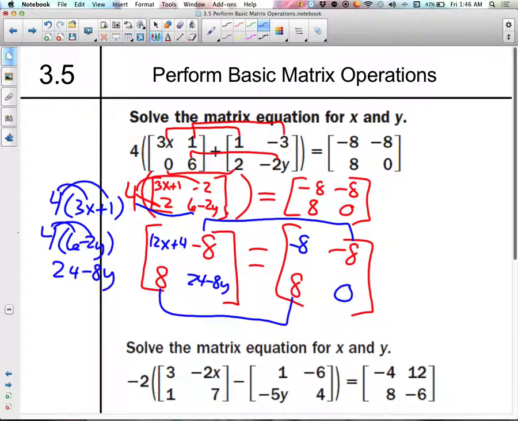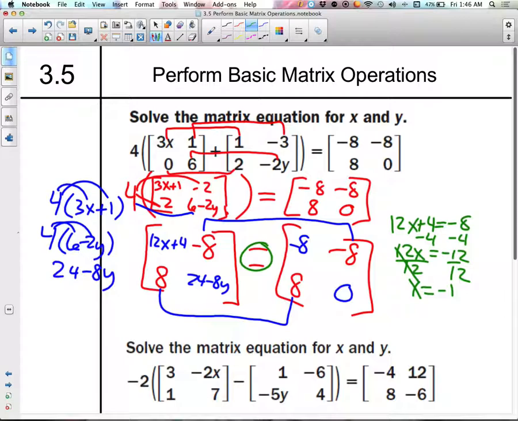So what should 12x plus 4 correspond with? Well, that should equal negative 8. So let's set those two equal, and then we can solve for x. So 12x plus 4 should equal negative 8. Corresponding elements in an equal matrix have to be the same, so just set them equal and then we can solve. I'm going to subtract 4 from both sides. That gives me 12x equals negative 12. Divide by 12 and x equals negative 1. Right, so we know the value of x is negative 1.